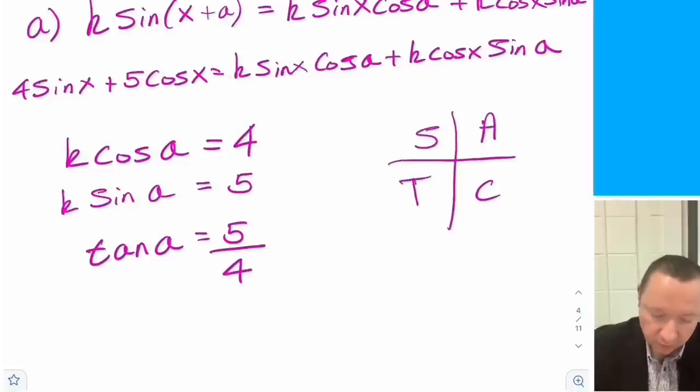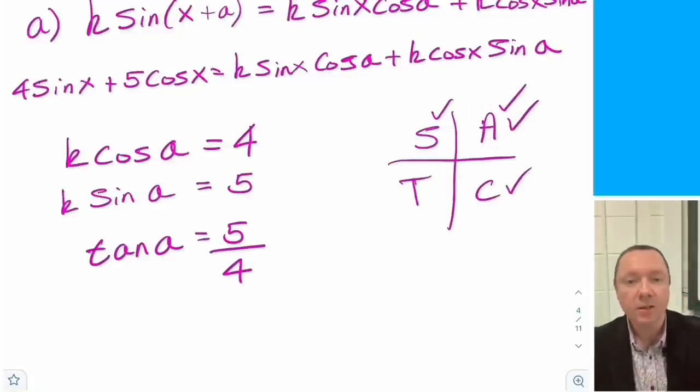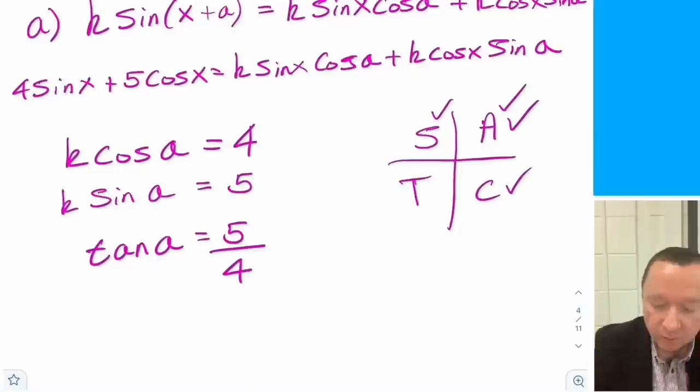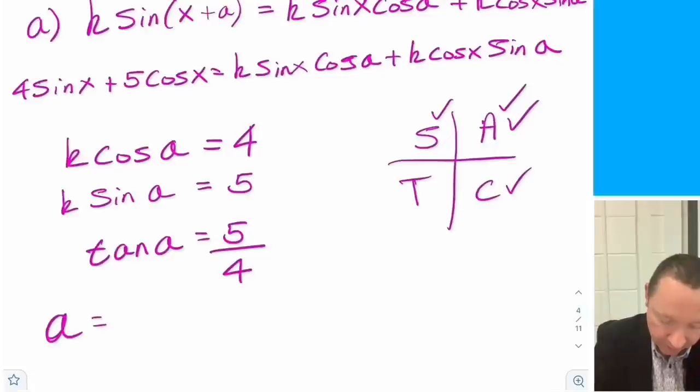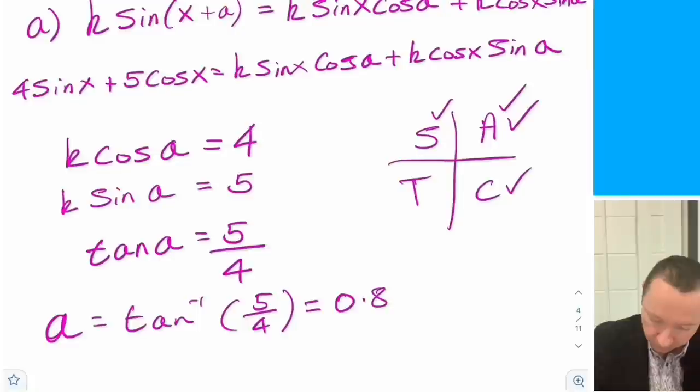This is positive, so we've got cos A. This is positive, so we've got sine A. That means that the tan of this will only be positive on A, because that's the one that's ticked twice. So we're using the first quadrant, that's nice and easy, so we can work out A straight away. A is the inverse tan of 5 over 4, which is 0.896. So we've got our A.